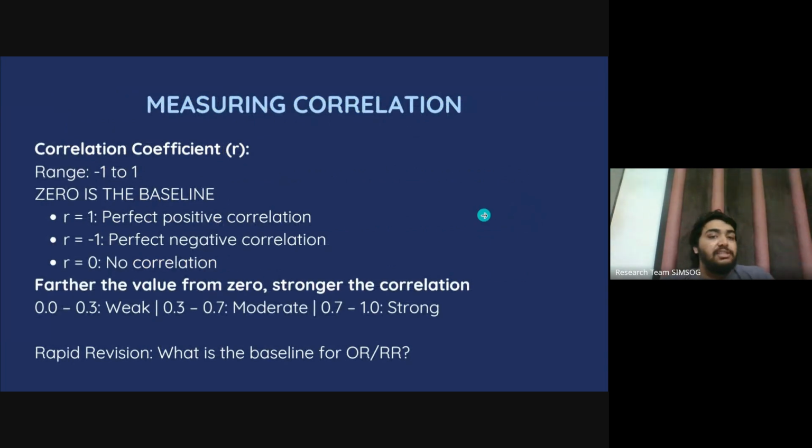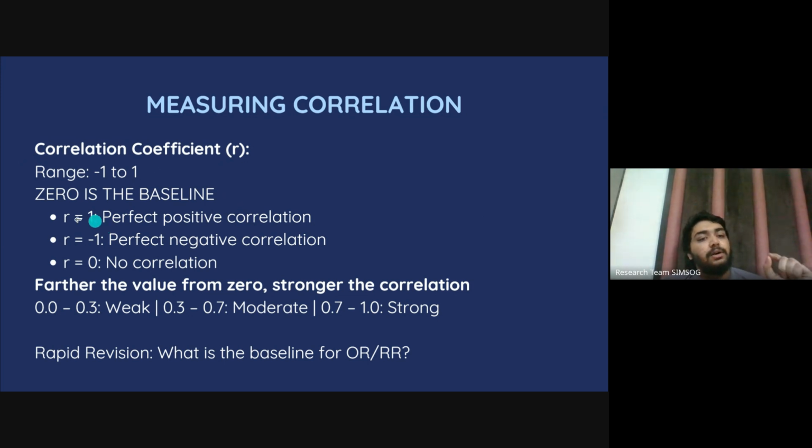Now, how do we measure this? Your computer software will make a scatter plot, which I'll tell you about later on, and find something called a correlation coefficient. This correlation coefficient has both positive and negative values, ranging from -1 to +1, where 0 is the baseline.